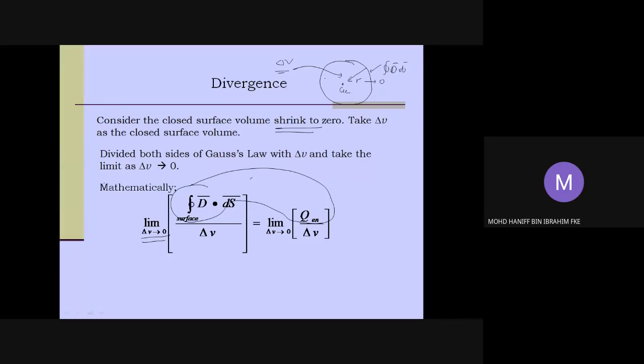So that's why we see that the left-hand side of this equation equals the divergence of D. As I mentioned just now, divergence is basically related to the flow of flux from a point. So the left-hand side is equivalent to the divergence of D, which is basically a flux, a flux that leaves a point.